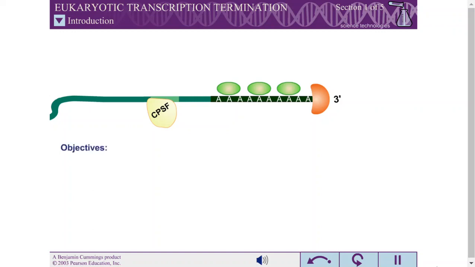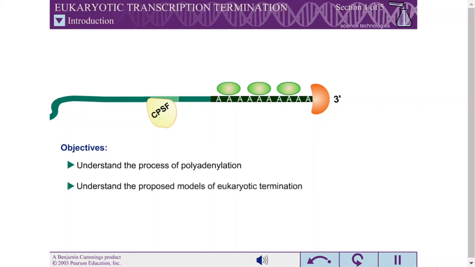When you have completed this exercise, you should understand the process of polyadenylation and understand the proposed models of termination in eukaryotes.